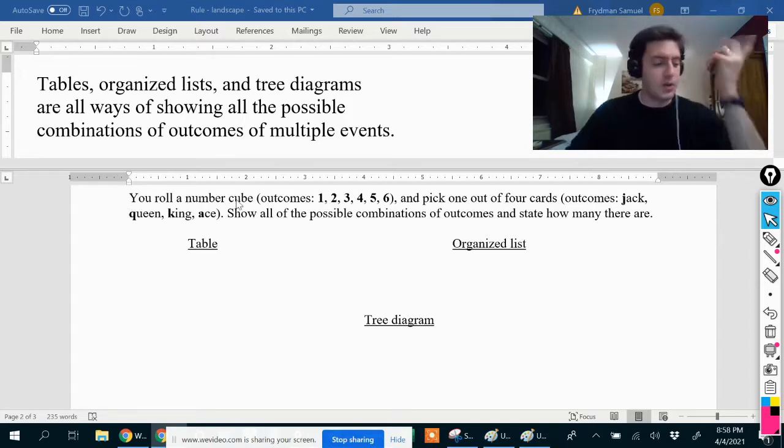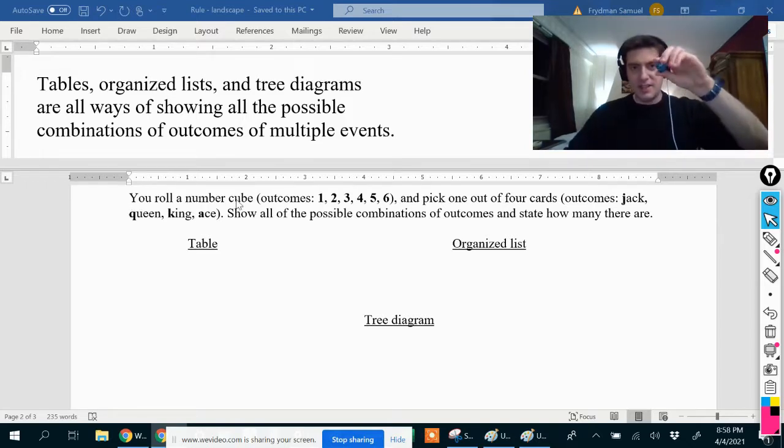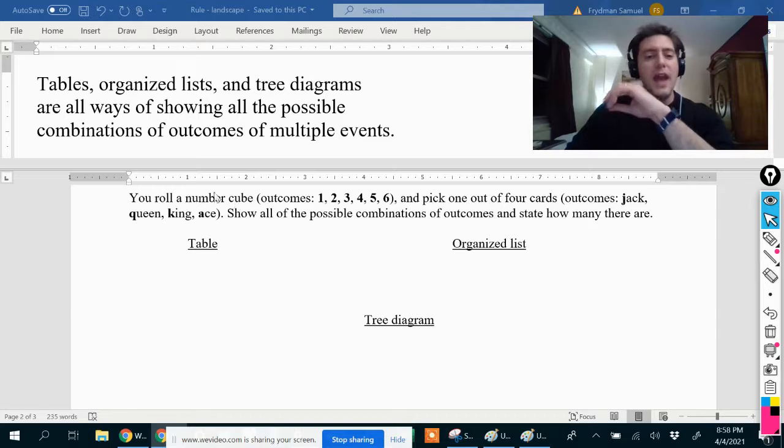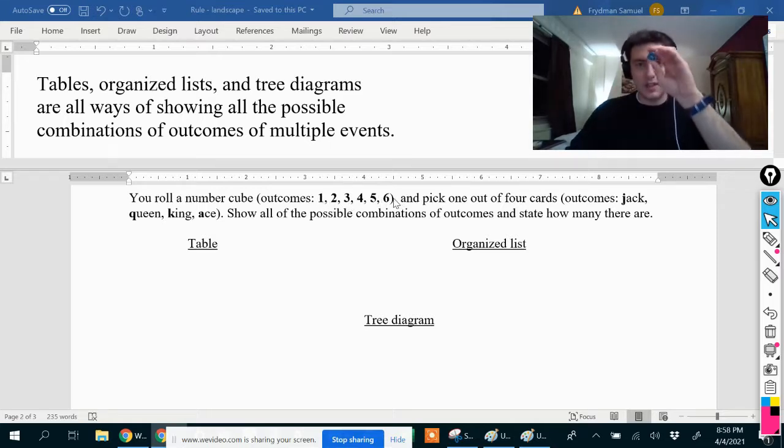Okay, so here's the first example that we'll do. You roll a number cube. Okay, that's this. It's sometimes called a die. Plural would be dice. If you have just one of it, it's called a die or a number cube. And the possible outcomes are 1, 2, 3, 4, 5, or 6. That's all the different things that could happen when we roll the die.